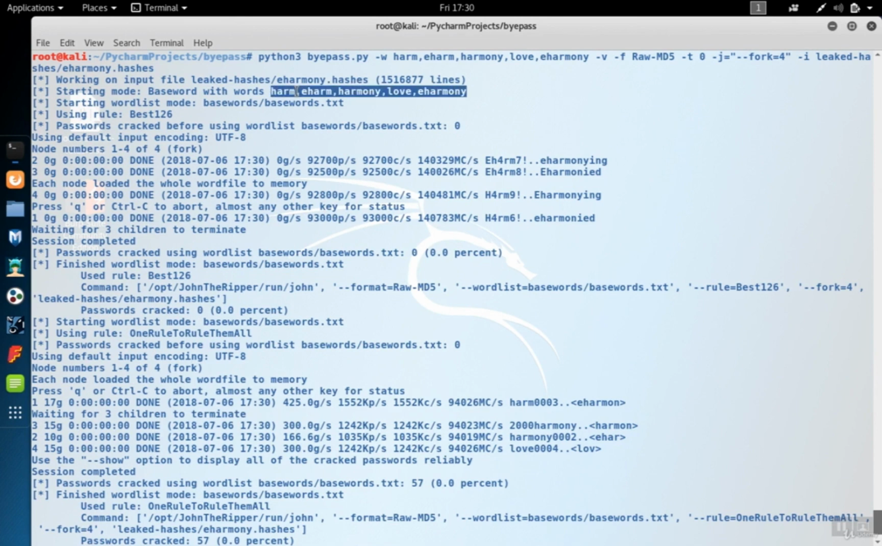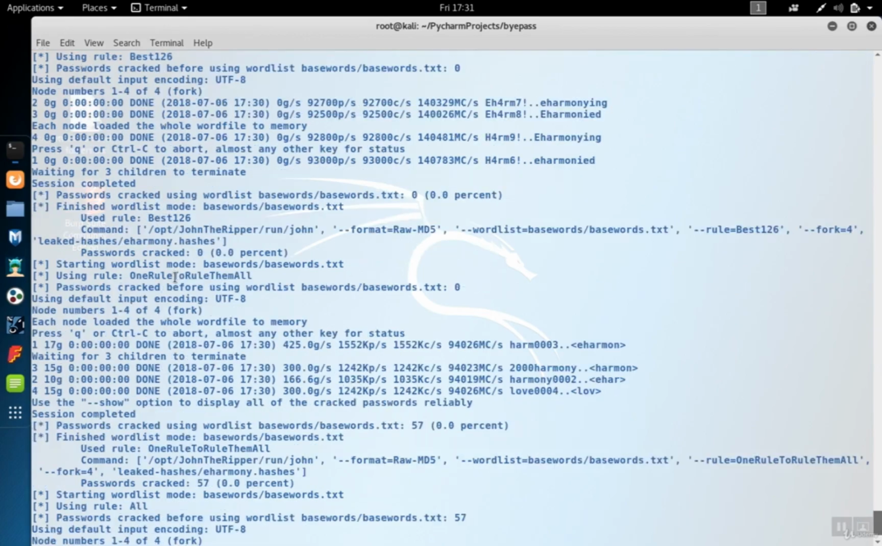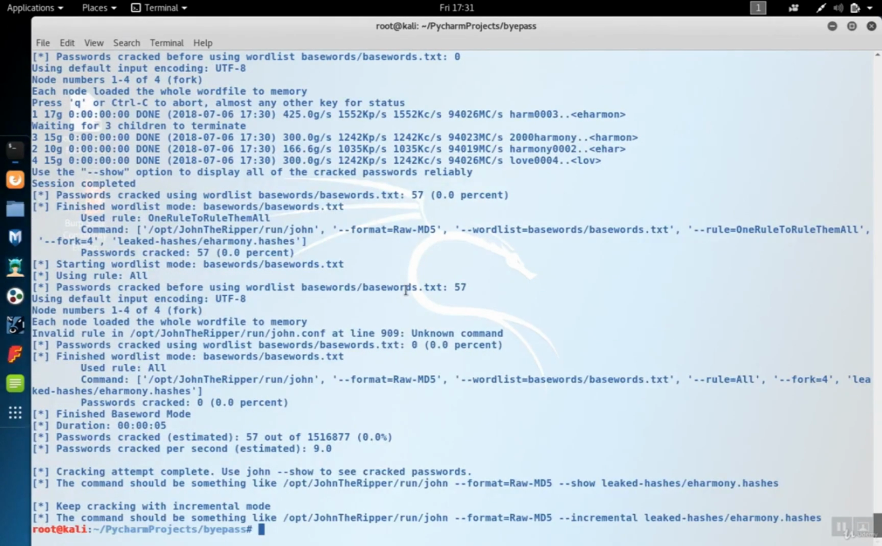So what happened is the 5 words were put into a file called basewords.txt, and then Bypass ran a few different types of rule sets against those words to create a whole lot of guesses. So the first rule used was the best 126, then the one rule to rule them all, and finally the John the Ripper all rule set, which includes the John the Ripper jumbo set and the core logic set.